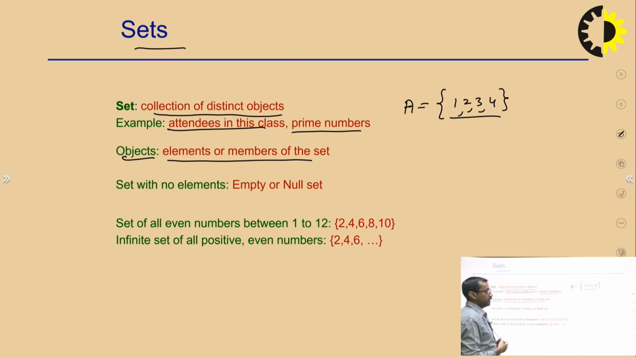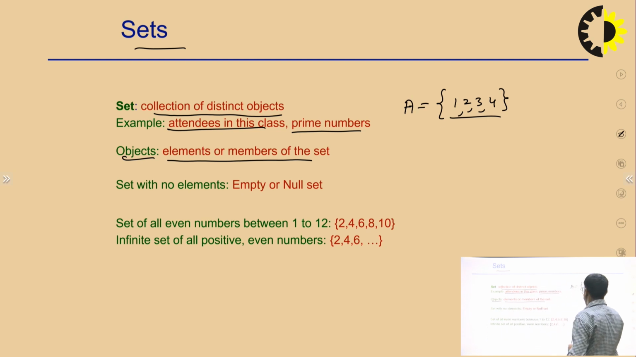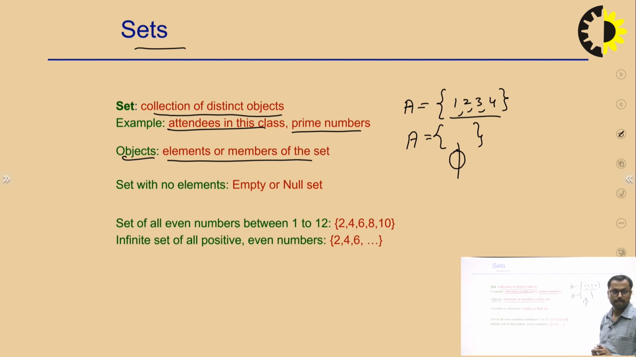The set that contains the null value, that means if the number of elements in a particular set is 0, then that set is called an empty set or null set. And we represent it by phi.